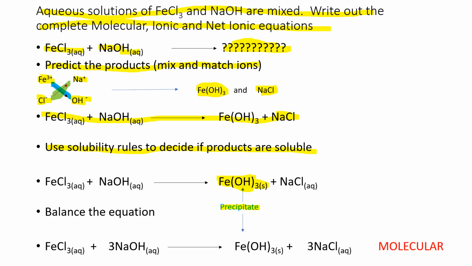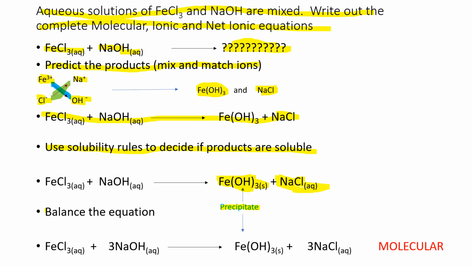NaCl, well, we kind of recognize salt as soluble in water, but let's use the rules. Anytime you have sodium ions, they're almost always going to be soluble. Chloride is going to be soluble unless it's paired with certain specific things that would make it insoluble. So we're going to have NaCl be soluble, the Fe(OH)3 not be soluble.